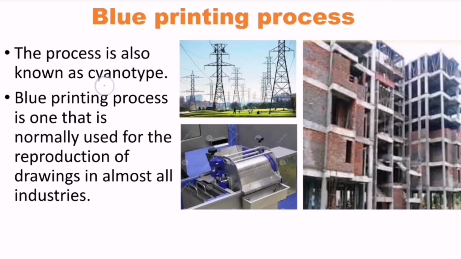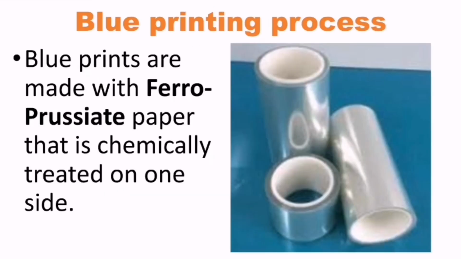The first one is the blueprinting process. The process is also known as cyanotype. The blueprinting process is normally used for the reproduction of drawings in almost all industries. Blueprints are made with ferroprussiate paper that is chemically treated on one side. That means one side is chemically treated and the other side is normal paper. So the sheet has two sides, right? One side is chemically treated with ferroprussiate and the other side is normal.